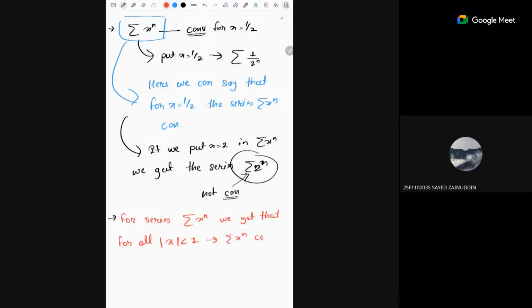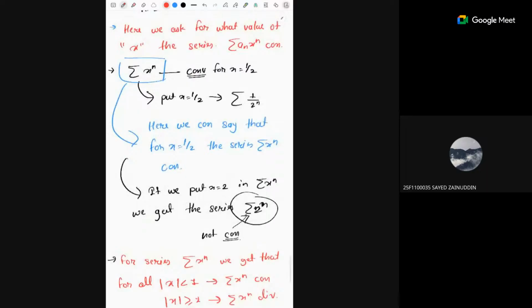The summation of x^n converges for |x| < 1, and for all x greater than or equal to 1, the series diverges. This is just a geometric series fact, with x in place of r. So this is the question we want to ask in general for any power series: which set of values of x are there for which we get a convergent series? Is it clear?